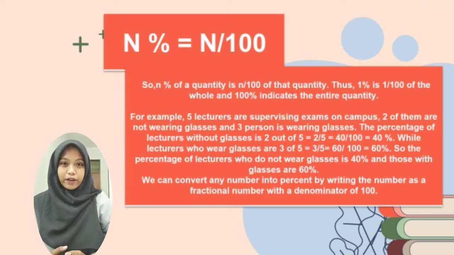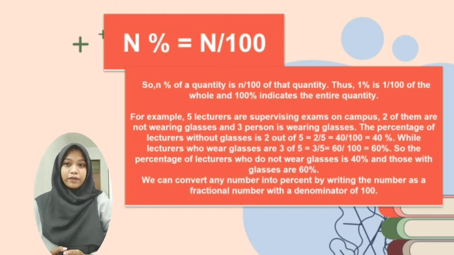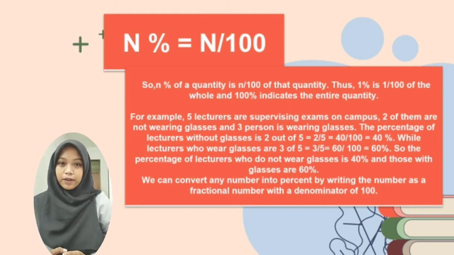N% is n out of 100. So n% of a quantity is n out of 100 of that quantity. Thus, 1% is 1 out of 100 of the whole, and 100% indicates the entire quantity.